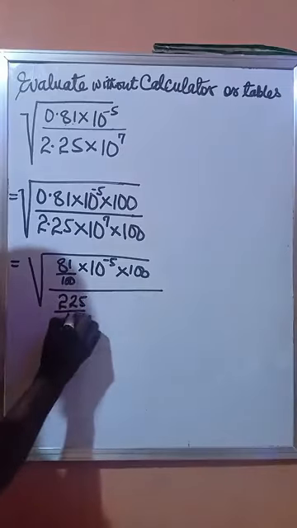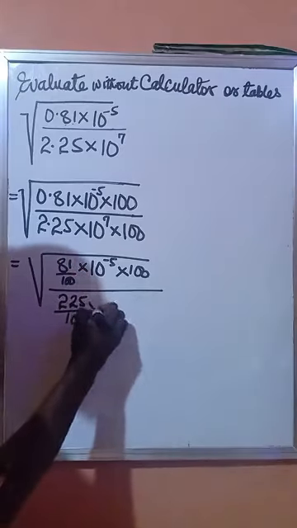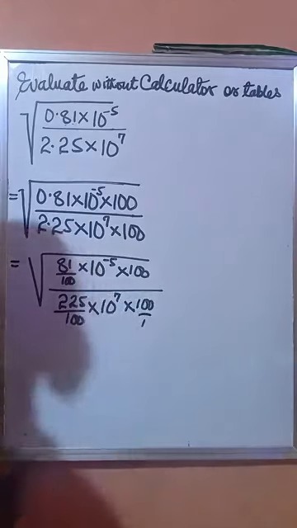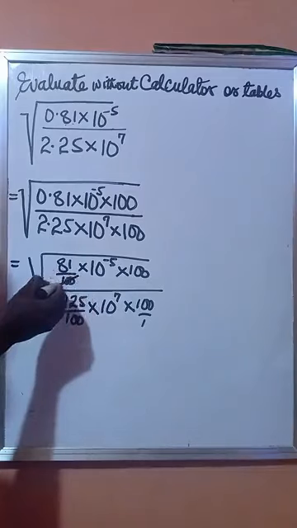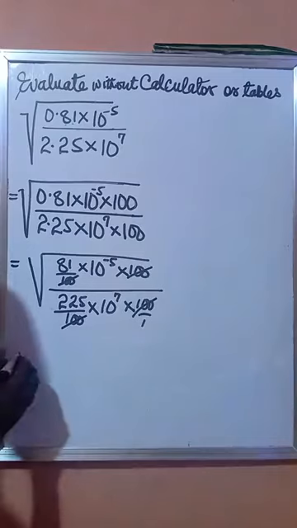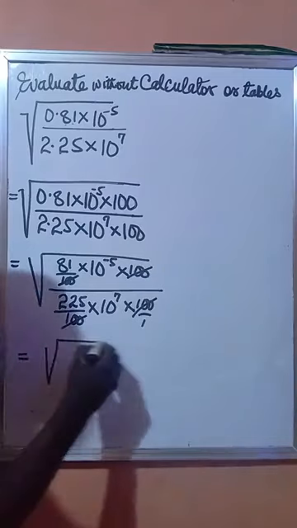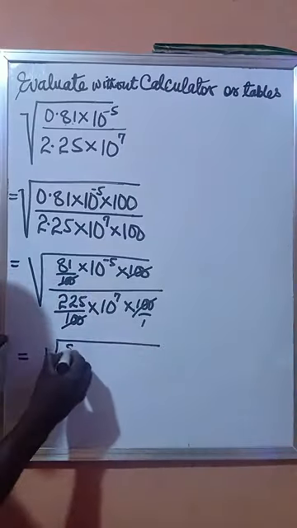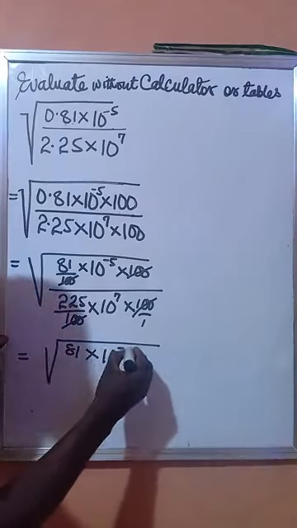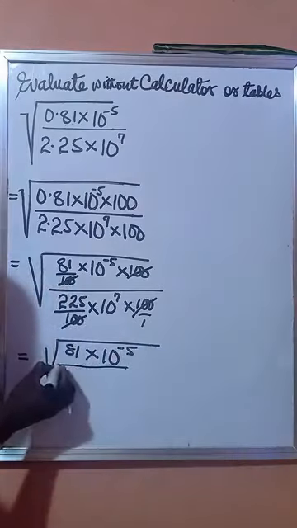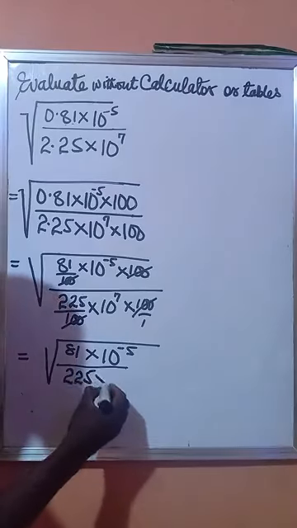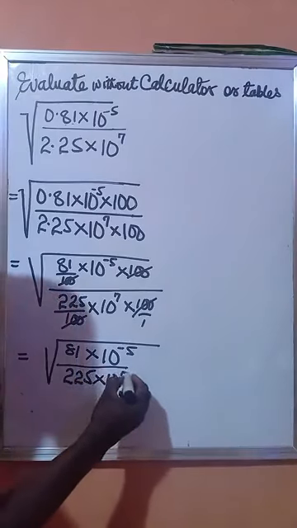225 divided by 100 times 10 raised to the power 7 times 100 over 1. In that case, 100 cancels 100, 100 cancels 100, and we are left with the square root of 81 times 10 raised to the power minus 5 divided by 225 times 10 raised to the power 7.